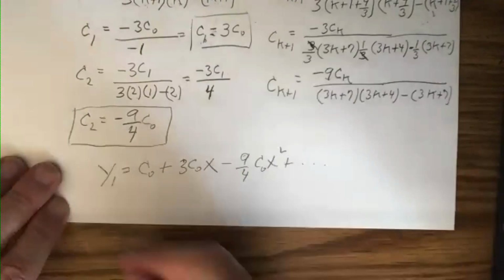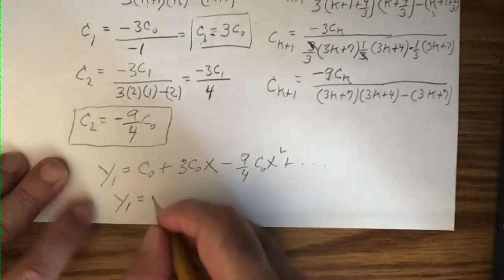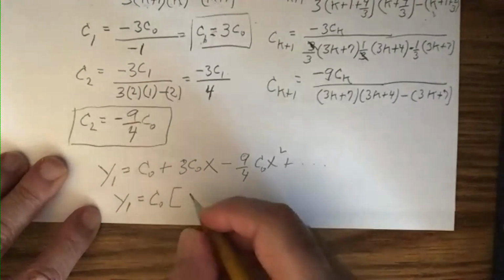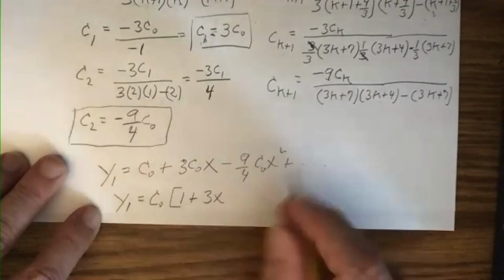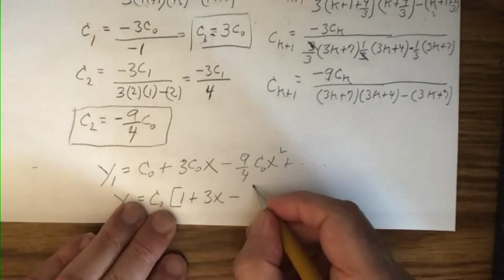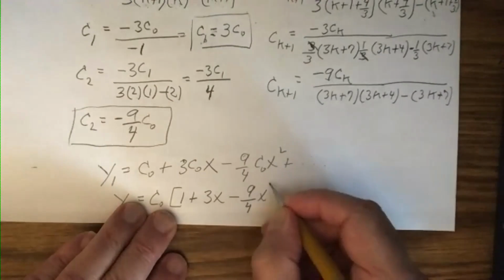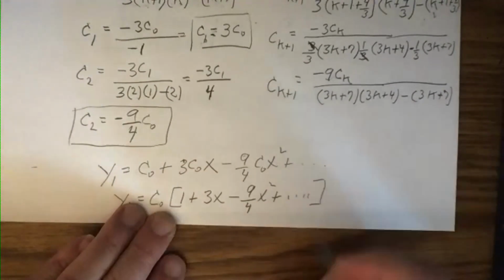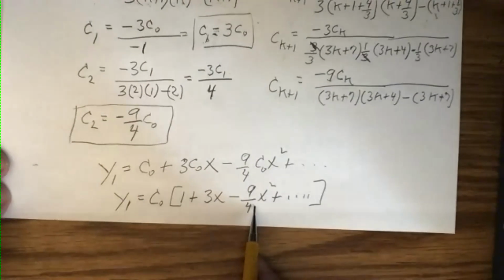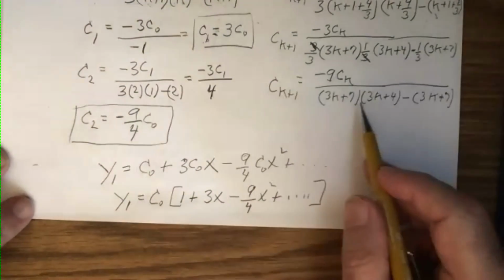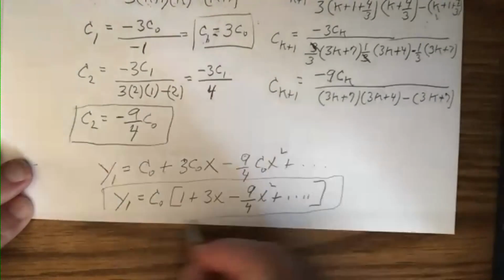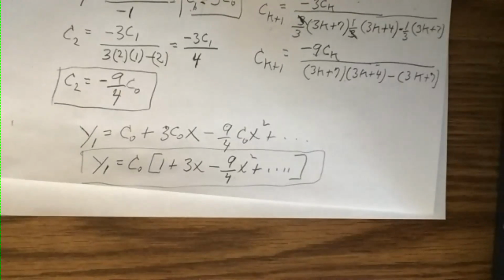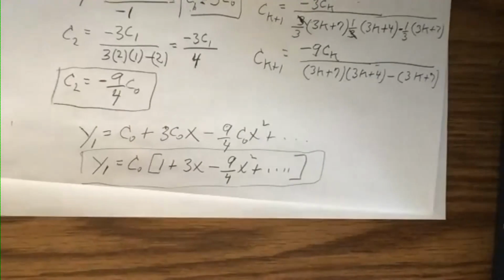Okay. So I'm getting now that my y1, one of my solutions, I can write as C0 times 1 plus 3x, I'm just factoring out the C0, minus 9/4 x squared plus, and then there's higher order terms. So that's one solution to the differential equation. Now with the other R value, we'll get the other solution. And once again, I need another paper.